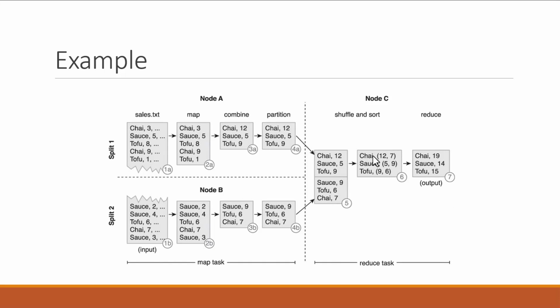So in the case of chai, we'll take 12 plus 7, which is 19. That's going to be our output. So we have a key value pair again as a result of our reduce output. This is our final output. So we know that in the entire distributed data set, 19 units of chai were sold. 5 plus 9 is 14, so 14 units of sauce were sold, and 9 plus 6 is 15, so 15 units of tofu were sold.